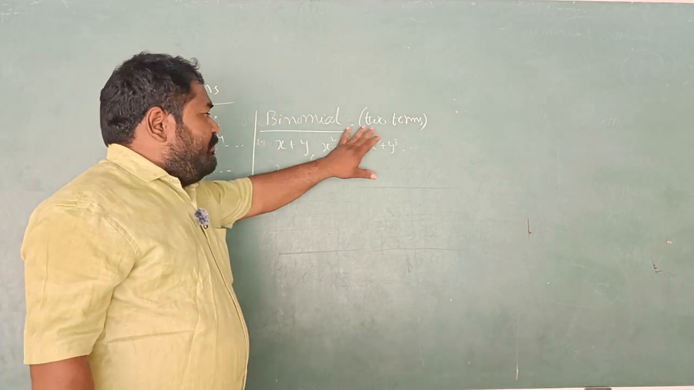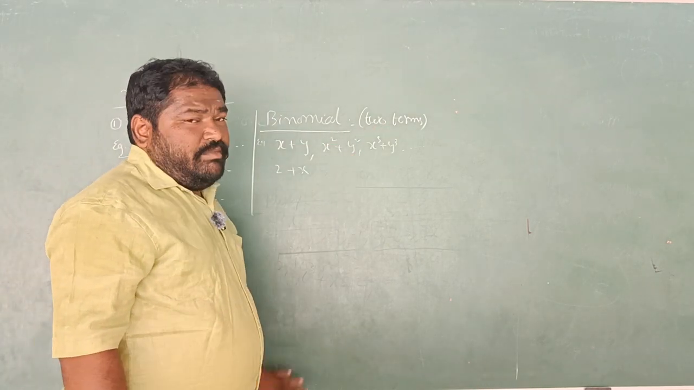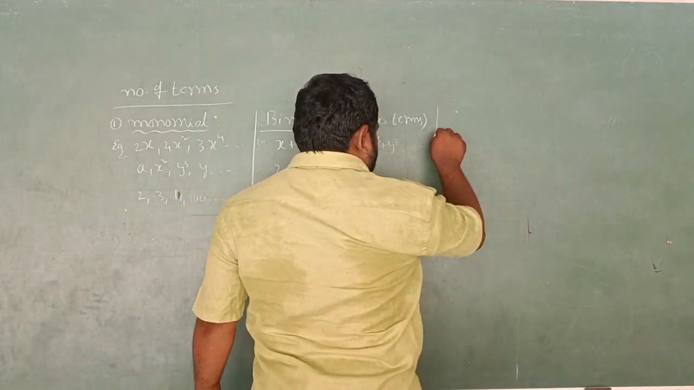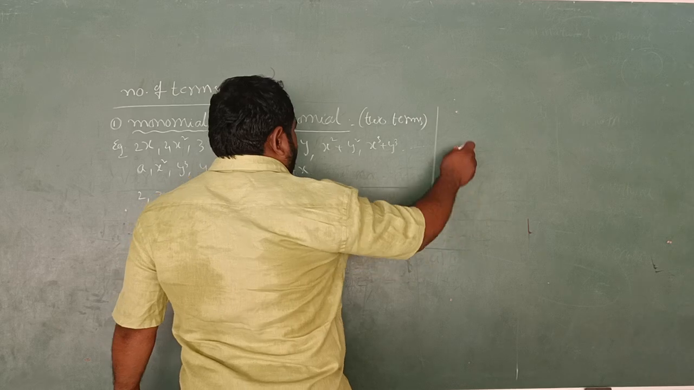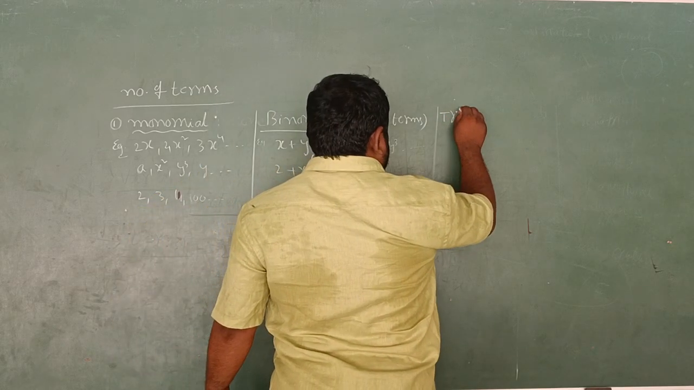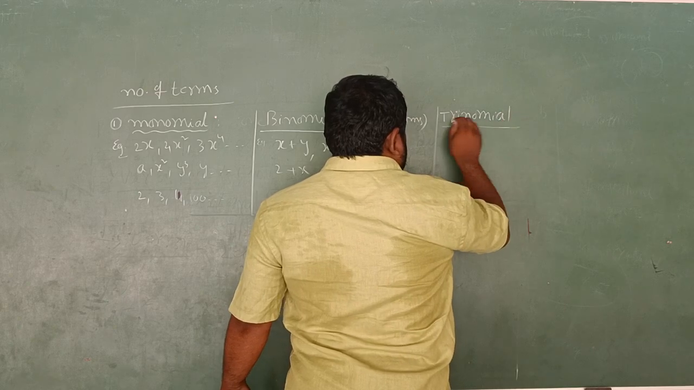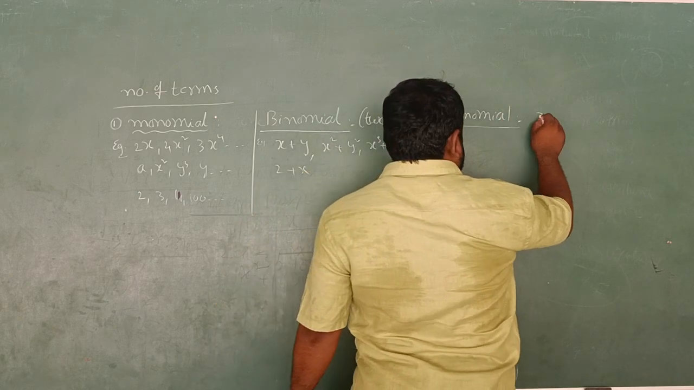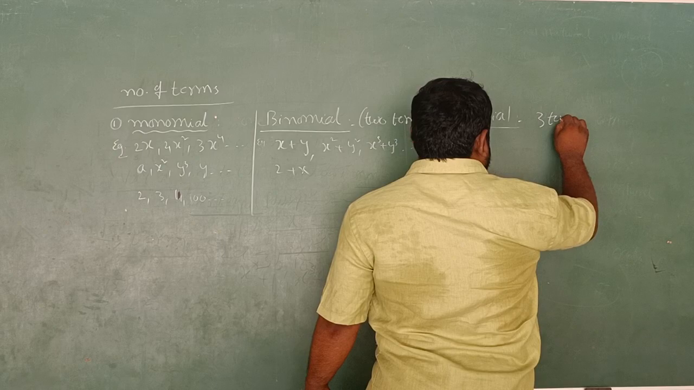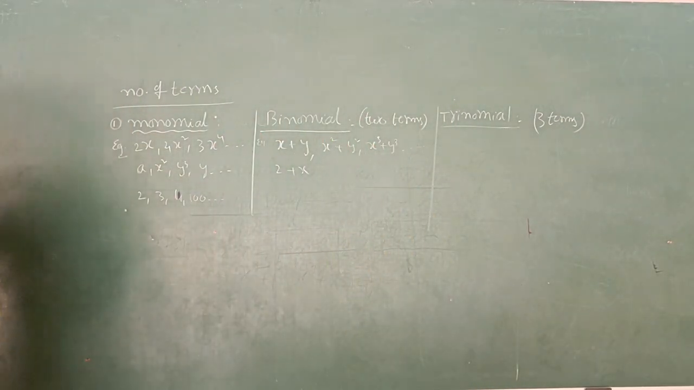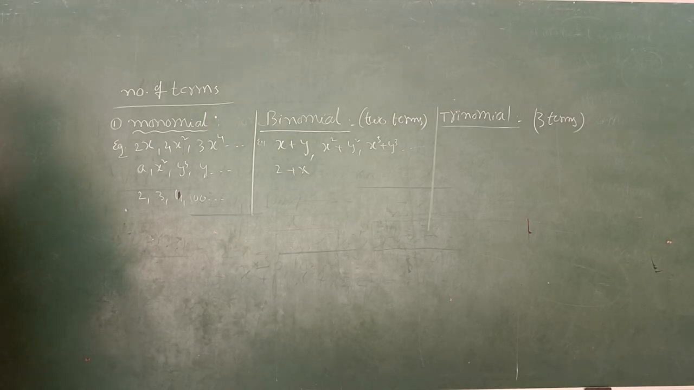Binomial means combination of two terms, but the variable contains non-negative integral power, which is applicable for all those. And the next one is trinomial. Trinomial means it contains three terms. If a polynomial contains three terms, it is called a trinomial.